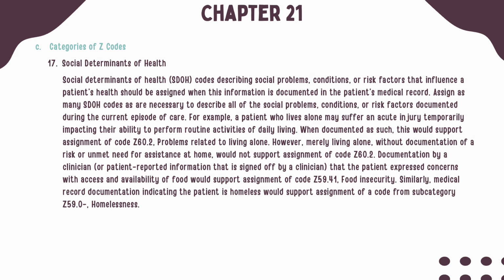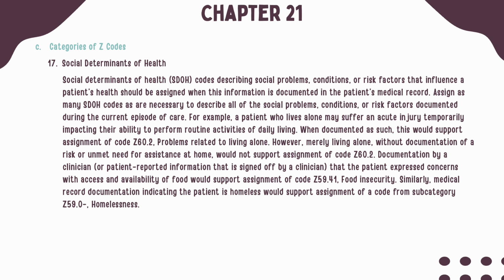Social determinants of health codes describe social problems, conditions, or risk factors that influence a patient's health. These codes should be assigned when the information is documented within the medical record, and you should assign as many social determinants of health as necessary to describe all of the social problems, conditions, and risk factors that are documented during the current episode of care.